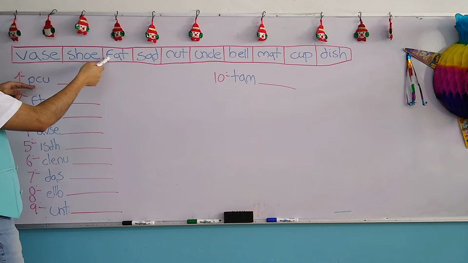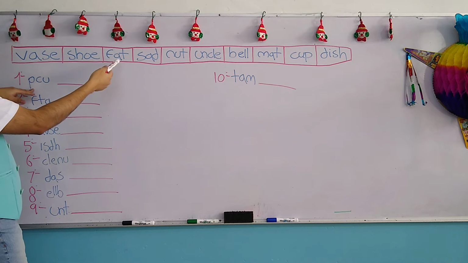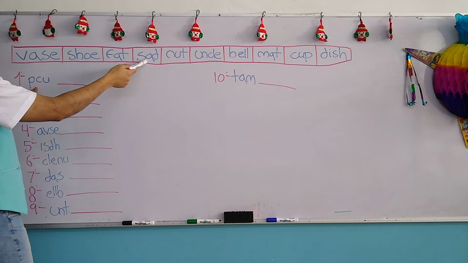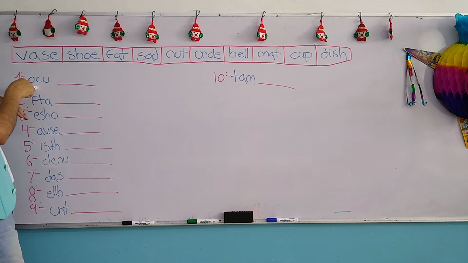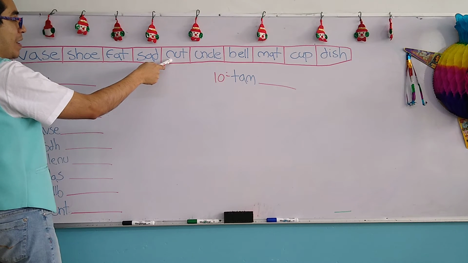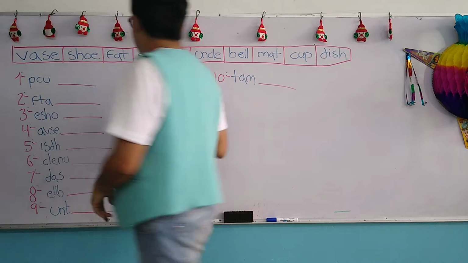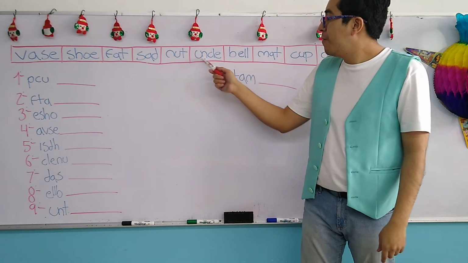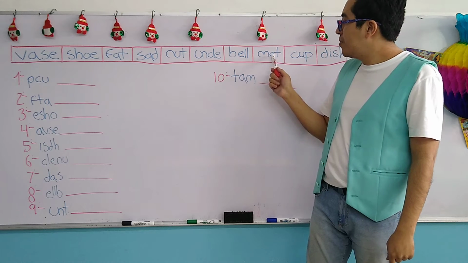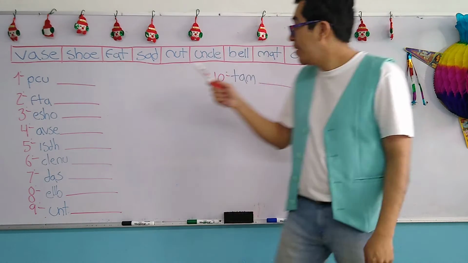Here we have 3 letters, 1, 2, 3. But it's an F, we don't have an F, so it's not this one. Here we have 3 letters, but we have an S. Here we don't have an S, so it's not the same. Here we have 3 letters, but it's an N, so it's not the same. Here we have 4 letters, 3 letters, but we have an M, and here we don't have an M, so it's not the same.